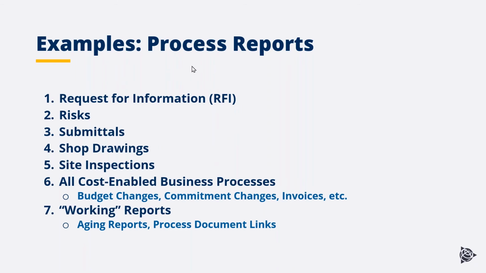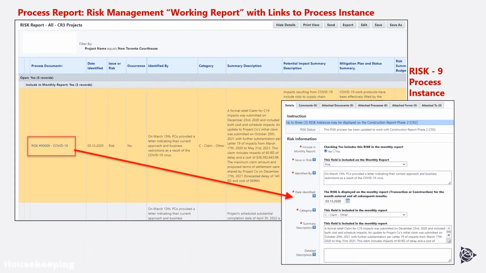And then another key feature of process reports is what I call working reports. So this would be managing all the work in your court, work that is in your court. Basically, all of the items in your report will have a process document that will link back into the system so that you can access that information and update it over time to keep all of your work in court up to date. So let's take a look at something of that nature.